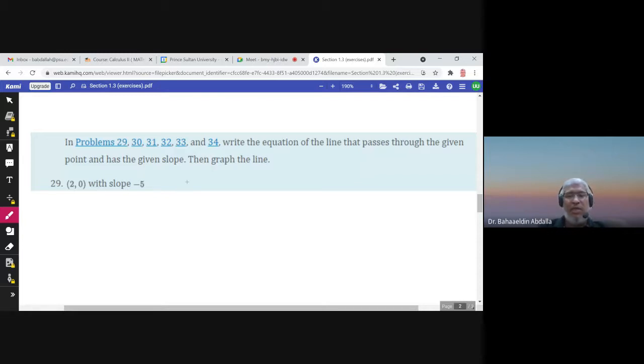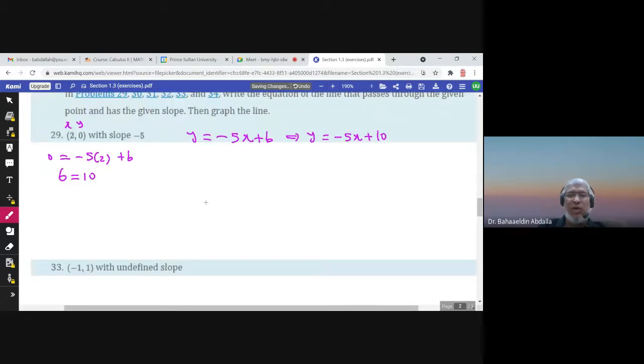Anyway, I can say that the equation is y equals -5x plus b because the slope is -5. And I can use this point, x is 2, y is 0, to find the value of b. So if I put y as 0 and x as 2, I find that -10 plus b is 0. If I take -10 to the other side, then b is 10. And the equation would be y equals -5x plus 10. So this is one way to find the equation of the line.